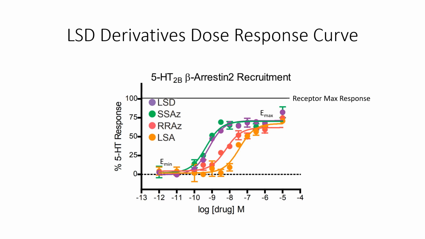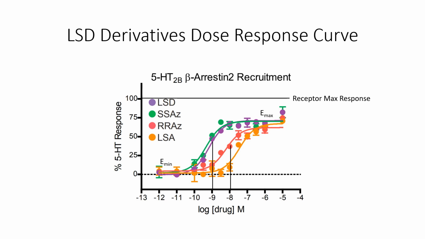The next thing we should consider is the potency of each one of these drugs. We can do this by looking at the EC50 of each drug. I've placed a line approximately at this position to indicate the half maximal response of that receptor. We can see that LSD is slightly less potent than SSAZ because SSAZ's curve is slightly shifted up and left in relation to LSD. Thus, we would expect this drug to be more potent at the serotonin 2B receptor.